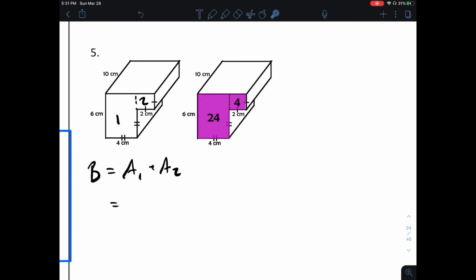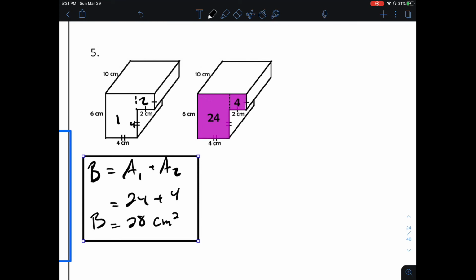Shape 1 is a rectangle that's 6 by 4, so that's 24. Shape 2 is a rectangle that is 2 by 2. The reason I know this is 2: this whole thing is 6, this is 4, and this is the same as this, so this is 4. So let me write that down. We got 6, we've used 4, so there's 2 left. So it's 2 times 2, which is 4. Which is 28 square centimeters.